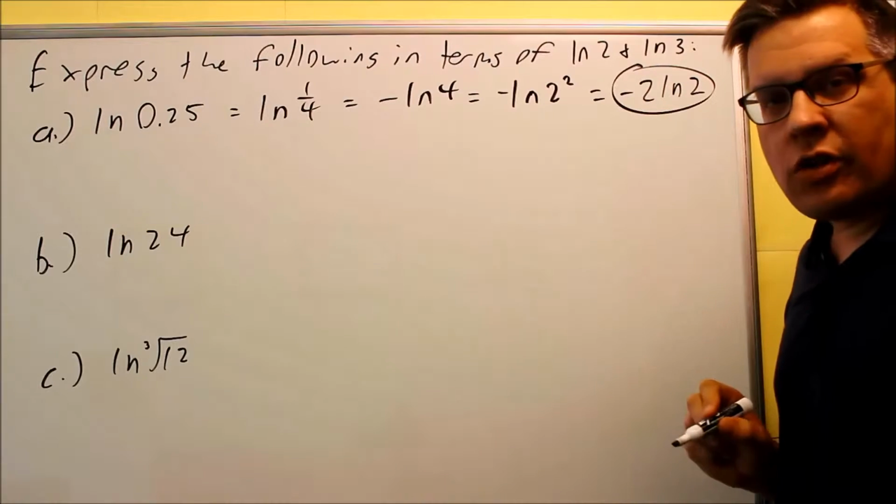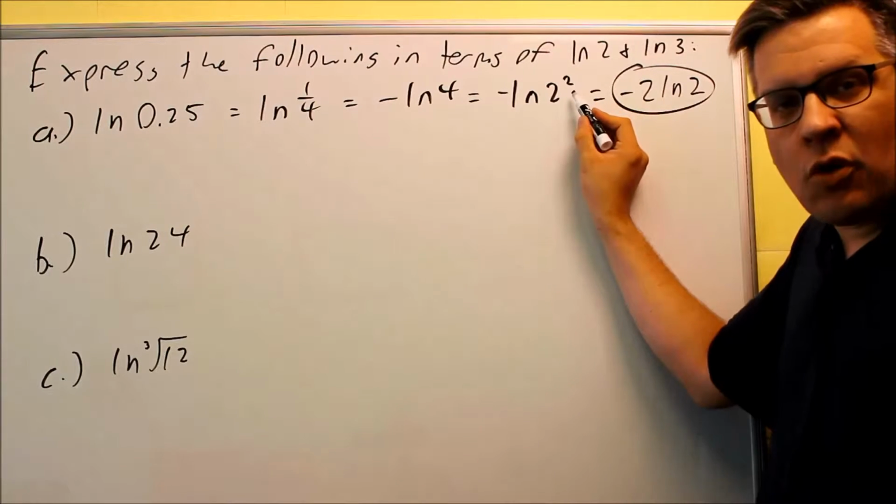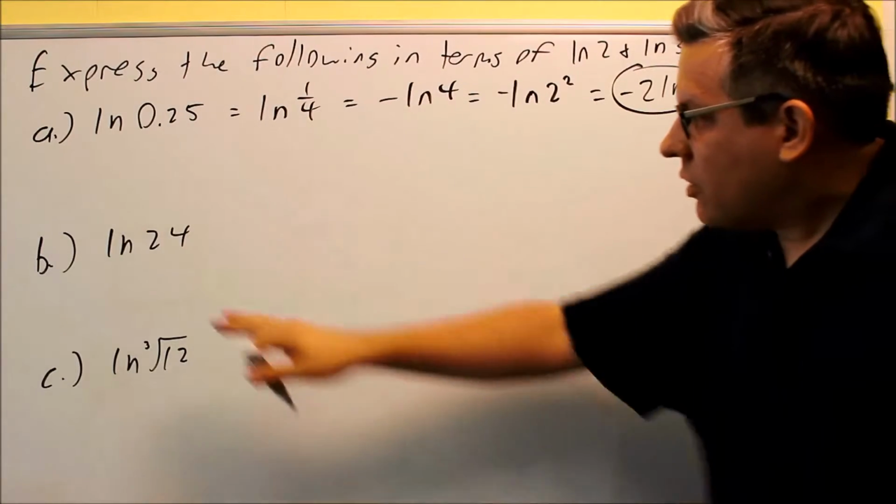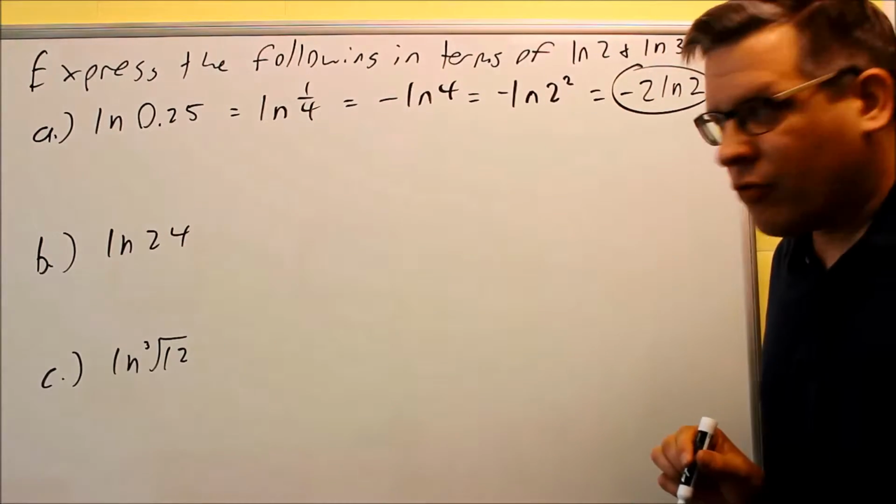It's written in terms of ln 2, which is fine. Usually you don't want to leave exponents in your answer. You usually want to change them into a constant in front. Let's next take a look at ln 24.